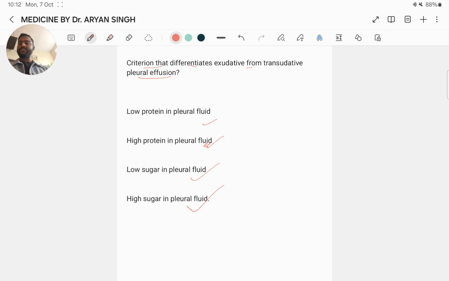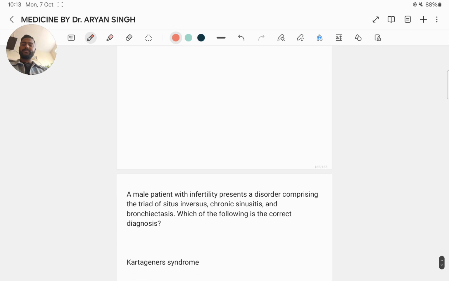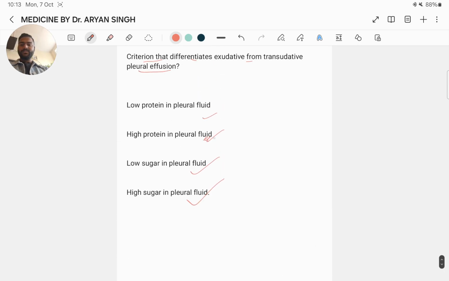What is Light's criteria? First, pleural fluid protein to serum protein ratio more than 0.5 indicates exudate. Pleural fluid LDH to serum LDH ratio more than 0.6 indicates exudate. Pleural fluid LDH more than two-thirds of the upper limit of normal in the serum. If at least one of the above conditions is fulfilled, it is an exudate, and it misidentifies 25% of transudates as exudates. So high protein in pleural fluid is the answer.